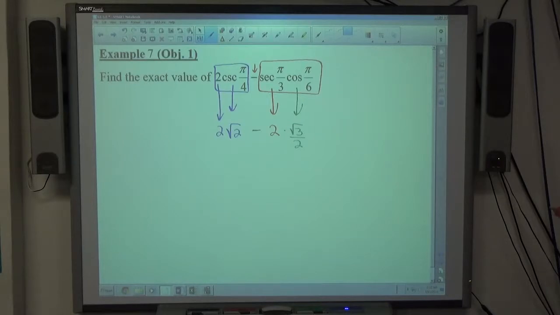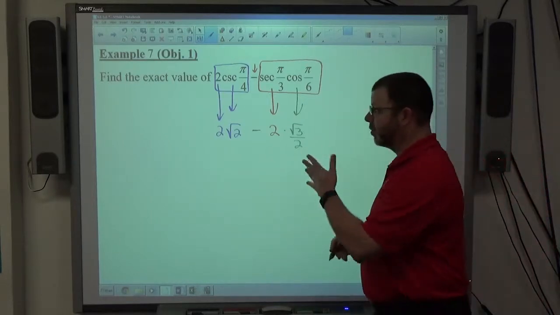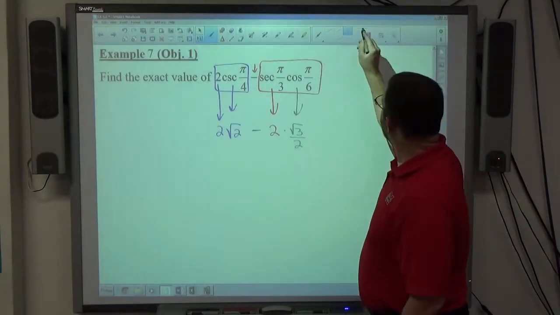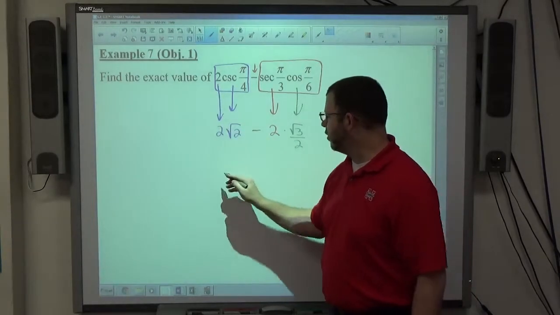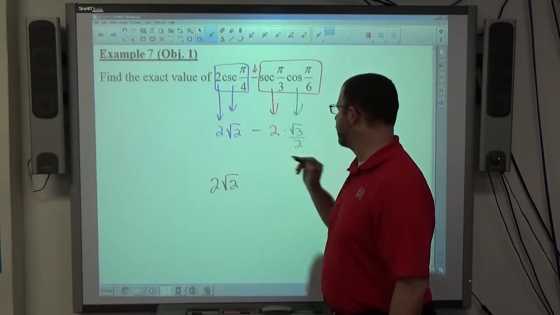Okay, and again, it does say find the exact value, so I'm leaving square root forms in there. And if I just evaluate everything, I can't make 2 times the square root of 2 any prettier than what it is for right now.